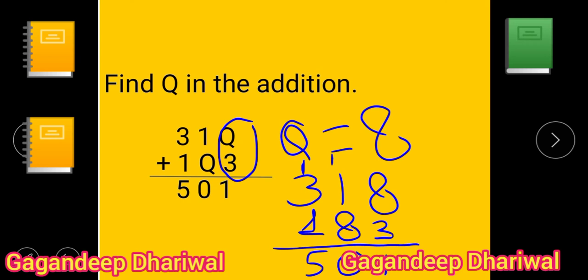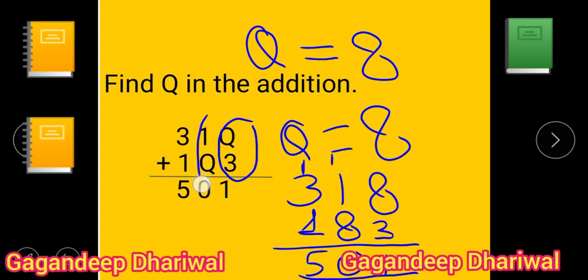So, like this you can find the value of an unknown digit. Here Q equals 8. There might be some other digit in place of Q, but here 8 is possible just because it satisfies this condition also.